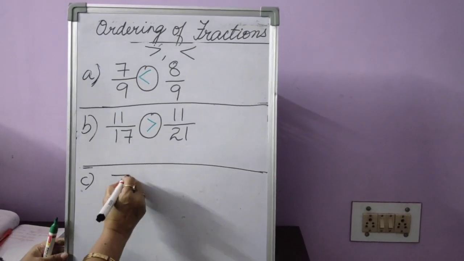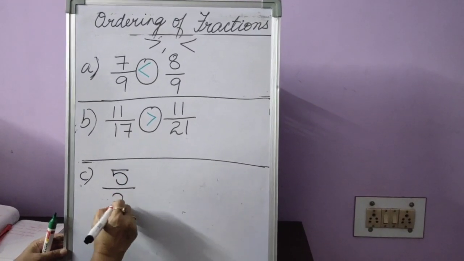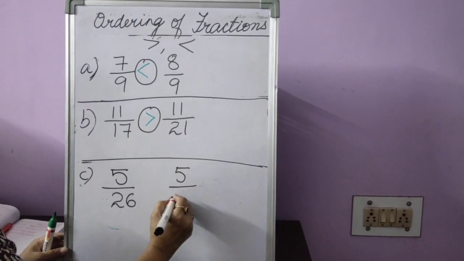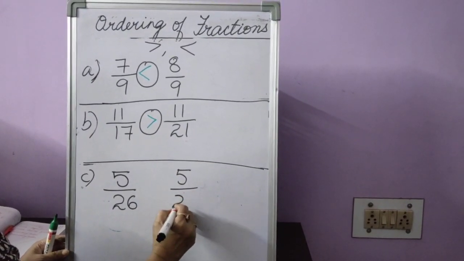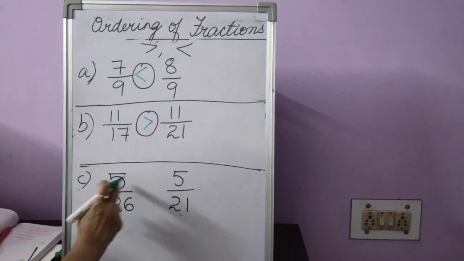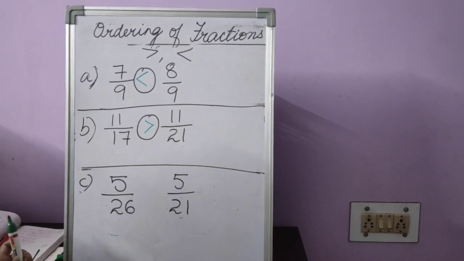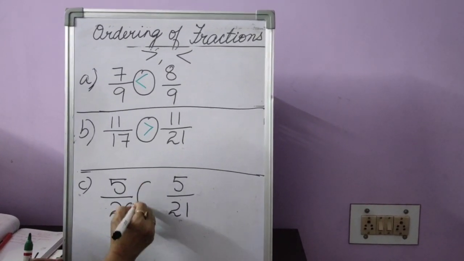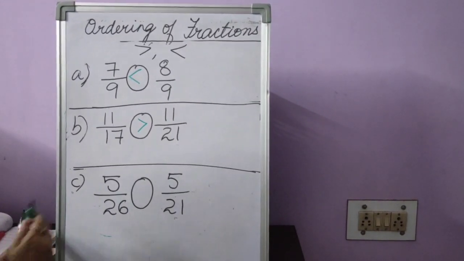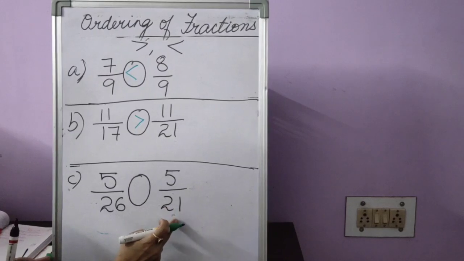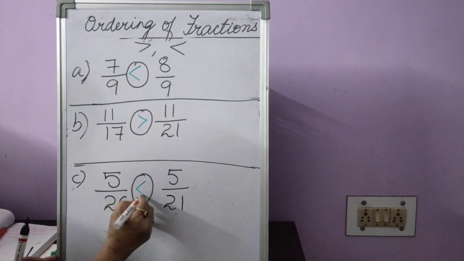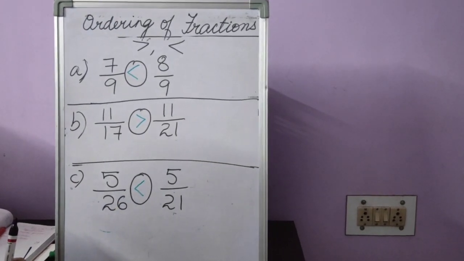One more example we can take. 5 upon 26 and 5 upon 21. Again, numerators are the same. What do we have to look at? The denominators. 26 and 21. Which is small? 21. So when the numerators are the same, smaller denominator becomes a bigger fraction. That means 5 upon 26 is less than 5 upon 21.